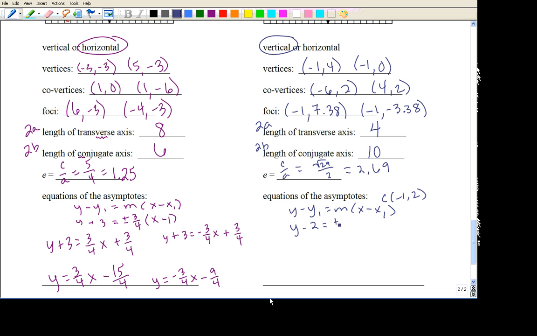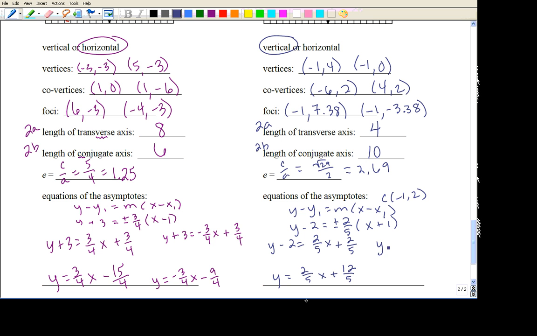So we'll have plus and minus 2/5, and then x minus the x value of the center. So x minus a -1 is plus 1. So we'll do this twice, once for the positive and once for the negative. So we'll have y minus 2, and we'll have 2/5 x plus 2/5. And then if you get a common denominator, so if we had -10 over 5, and then we add that over to the other side, we'll end up with y equals 2/5 x plus 12/5.